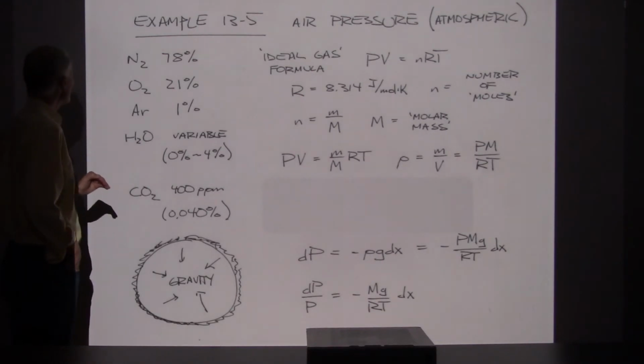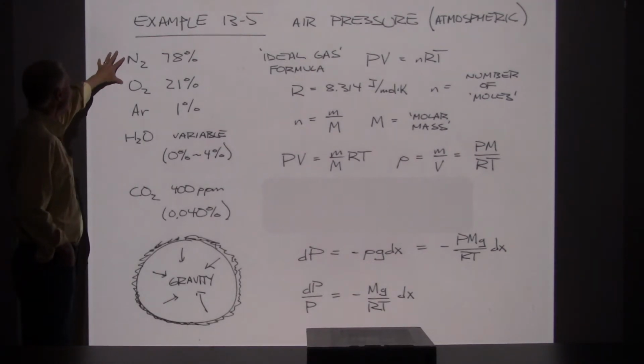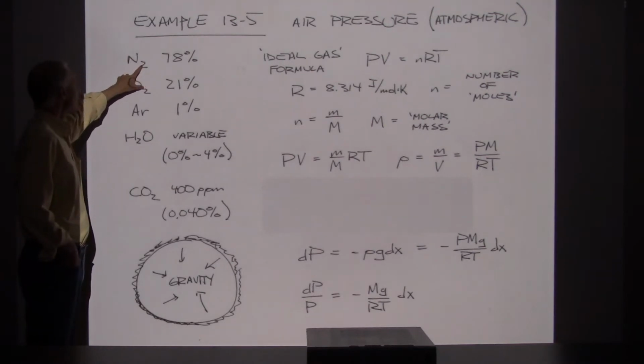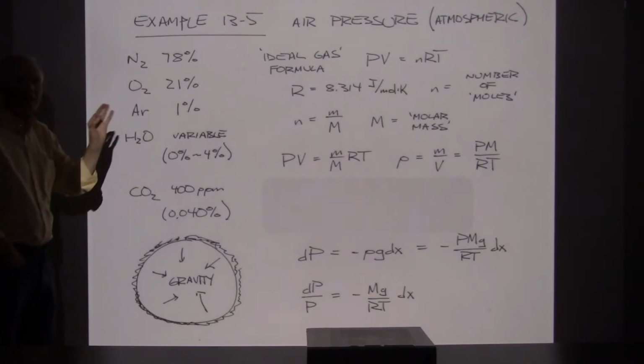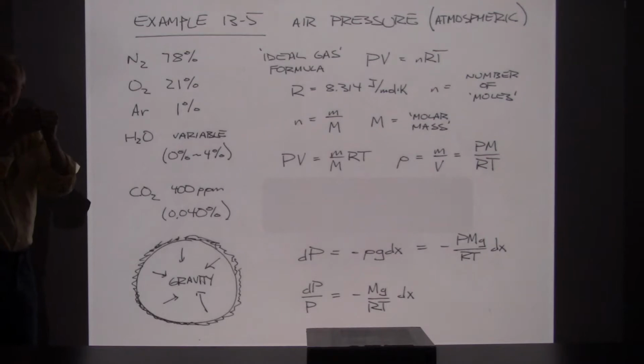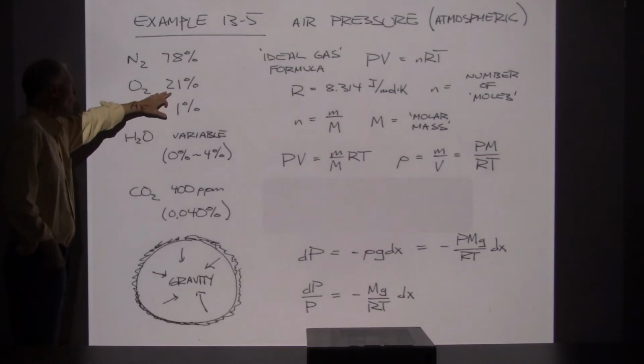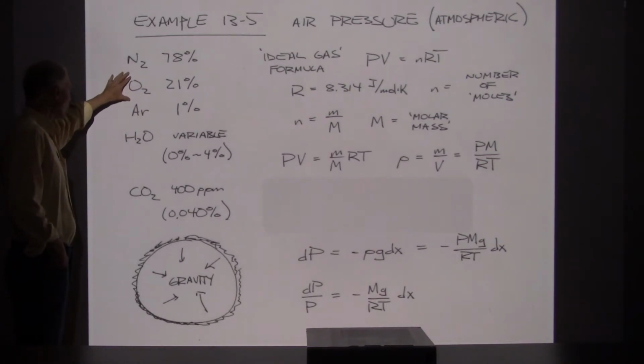First of all, let's get familiar with air. Earth's atmosphere is 78% nitrogen. Now those are N2 molecules, two nitrogens stuck together. About 21% of the molecules are O2.